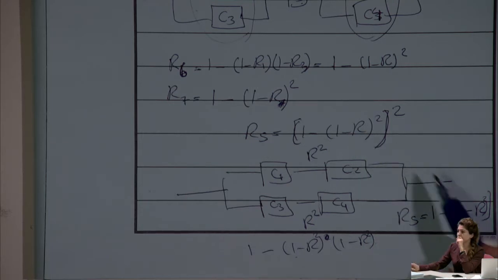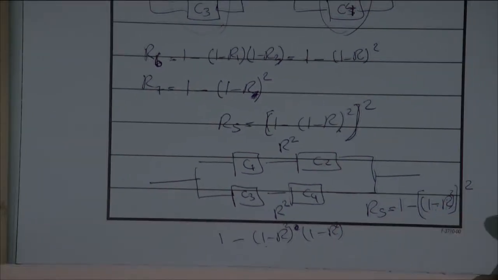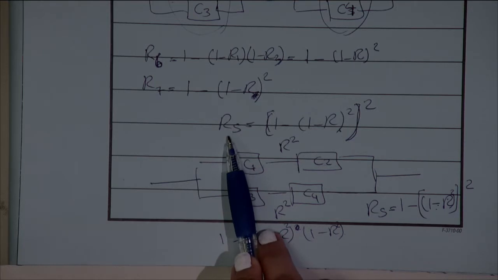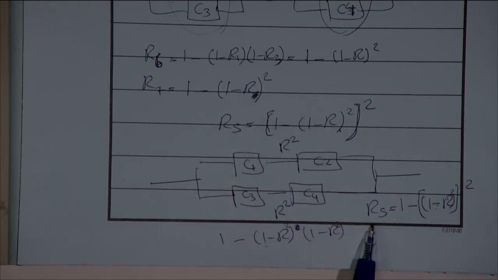You see the difference between the two equations? Okay. Now, what would be the final equation? Once we calculated with C5 working, and once we calculated with C5 not working, what is the final system reliability? We can find it for C5 working or not.